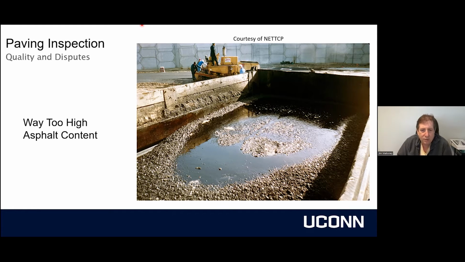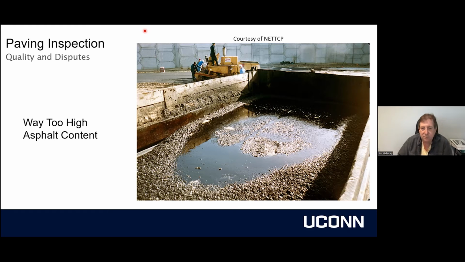When you're out on a project, every once in a while, you'll get one of these truckloads that comes through, because the way that the plant works is it's based on scales and valves, and this asphalt binder is very sticky. So occasionally the scale or the valve will stick and it will push way too much asphalt binder into it, and you literally get a soupy mess like this.